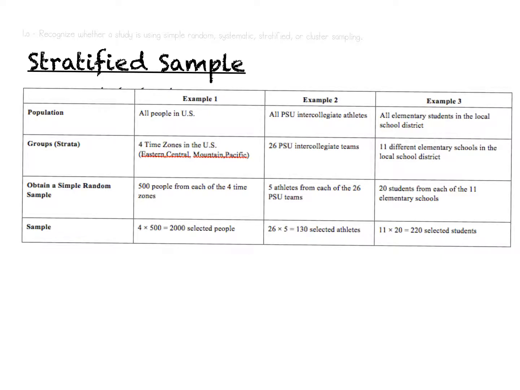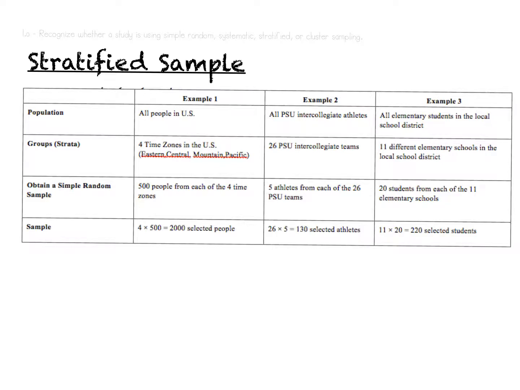Okay, so to obtain a simple random sample, instead of doing a simple random sample to choose 1 or 2 of the clusters and survey all of them, I am choosing 500 people from each of the 4 time zones using simple random samples. So every single person is assigned a number, and I'm using the technology to decide who I'm going to survey. Here, I'm choosing 5 athletes from each of the teams.